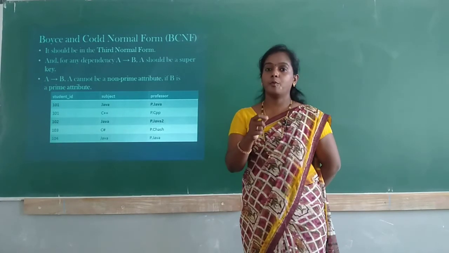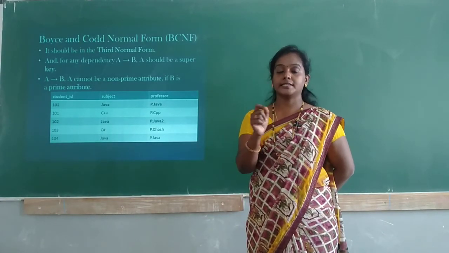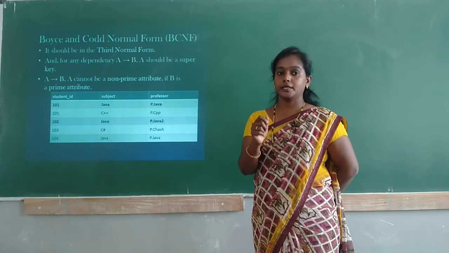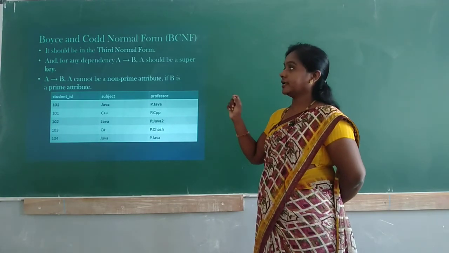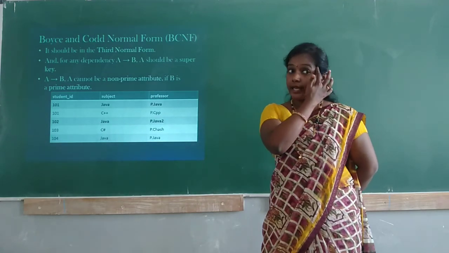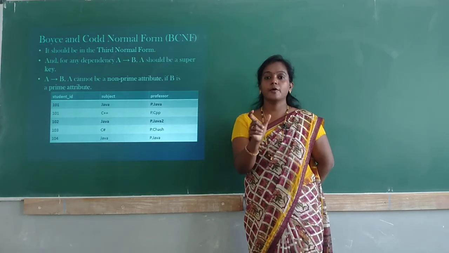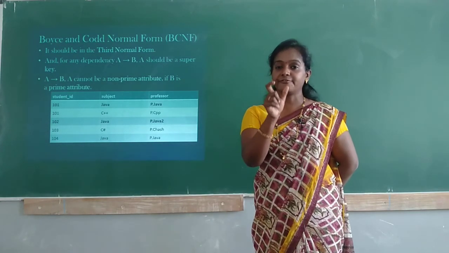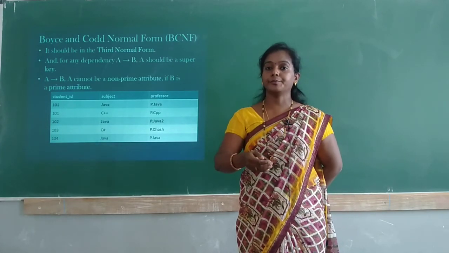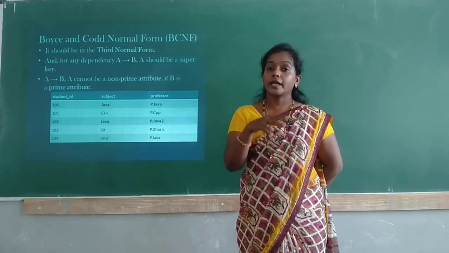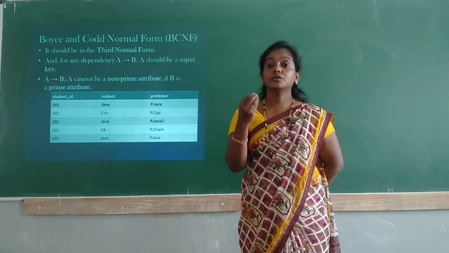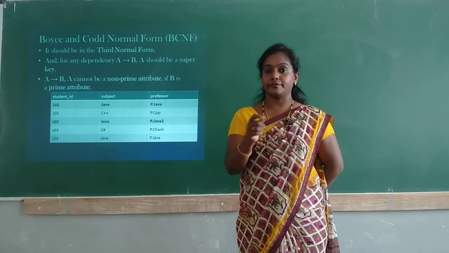Next we have Boyce-Codd normal form. Boyce-Codd, BCNF ಅಂತ ಹೇಳ್ತೀವಿ. It should be in third normal form, and for any dependency A deriving B, A should be a super key. ಏನಾಗುತ್ತಂದ್ರೆ a group of attributes is defined as a primary key. ಇಲ್ಲಿ ತನಕ ಏನಾಗ್ತಿತ್ತು, only one attribute is defined as a primary key. We can also define a group of attributes as a primary key, which uniquely defines the table entity.